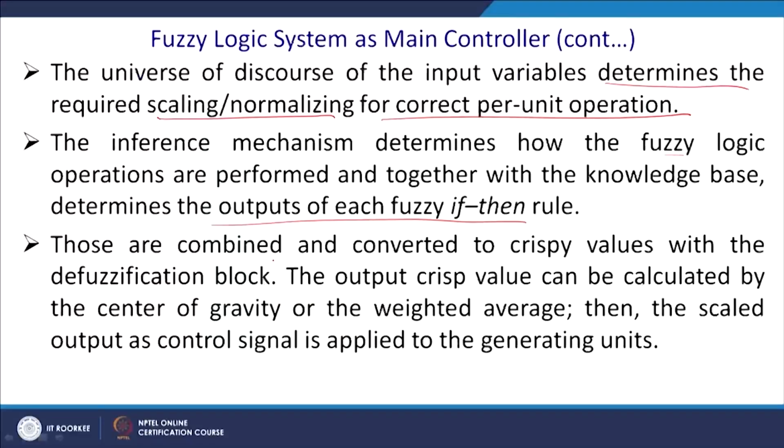The inference mechanism determines how the fuzzy logic operations are performed, and together with the knowledge base determines the output of each fuzzy if-then rule. It is a causal effect: if this, then this. Those are combined and converted to the crisp value, that is a normal set value, with the defuzzification block. There are many ways to defuzzify it, and the crisp output value can be calculated by the center of gravity or the weighted average, and then the scaled output as a control signal is applied to the generating unit. This is the way any FLC will work, not only in the case of the microgrid, but for any purpose.